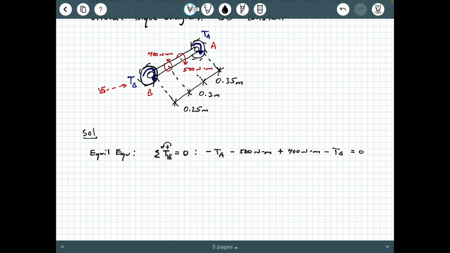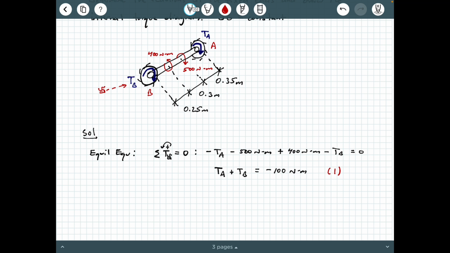And so we can either leave this like it is, or we can do a little bit of rearranging here. I can conveniently rearrange this as TA plus TB equals negative 100 Newton meters. All I did was put the TA and the TB on the other side of the equation, which made them both positive, and then I said minus 500 plus 400 is negative 100 Newton meters. So this is going to be one equation, and that's our equilibrium equation. And as we see, we have two unknowns.